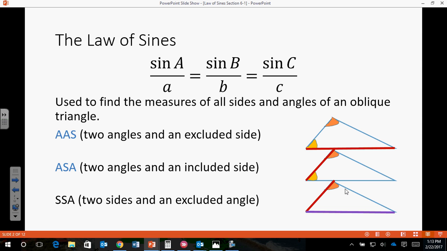And I wouldn't worry so much about what it works for. You'll be able to identify. Once you have a triangle kind of sketched out, you'll be able to identify what goes where and whether you can use the law of sines or not. Does that make sense?